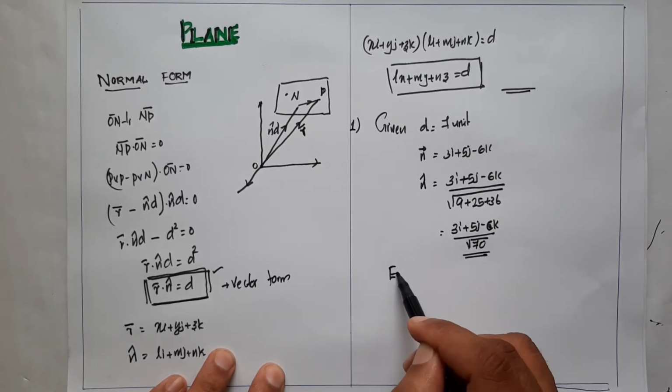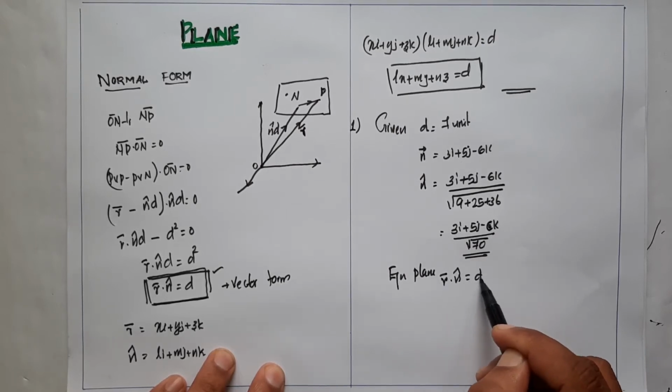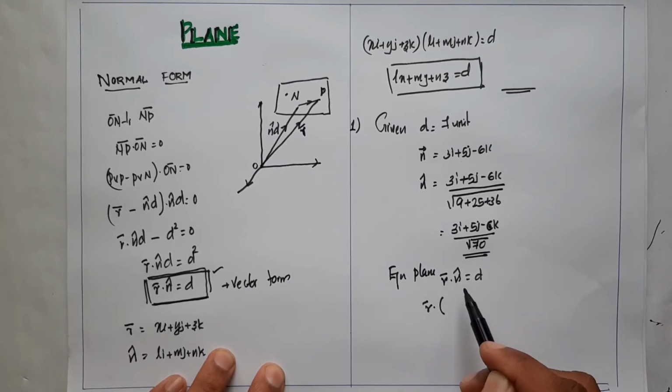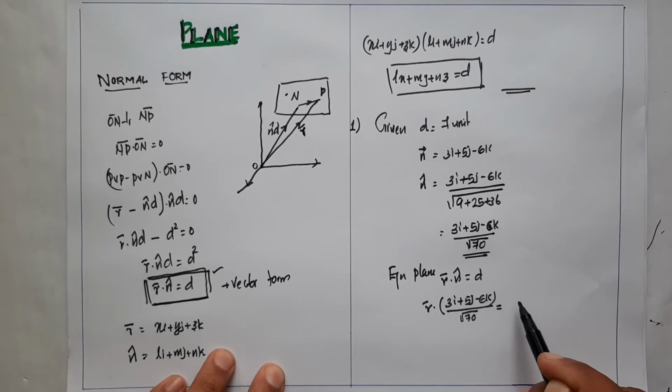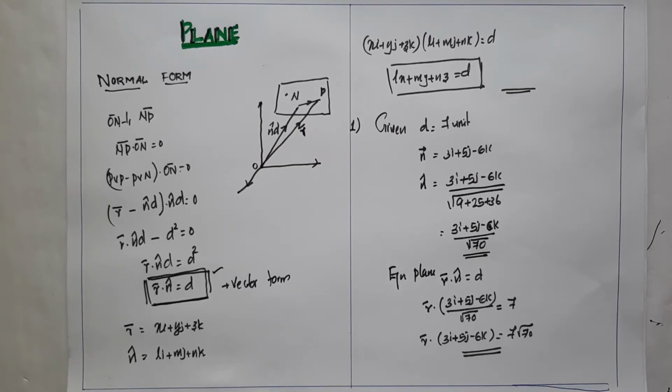Now the equation of the plane in normal form is R dot n cap is equal to D. Here n cap is 3i plus 5j minus 6k divided by root 70, and D is 7. Therefore R dot 3i plus 5j minus 6k is equal to 7 root 70, which is the final answer, the vector equation of the plane at a distance of 7 units from the origin and normal to the vector 3i plus 5j minus 6k.